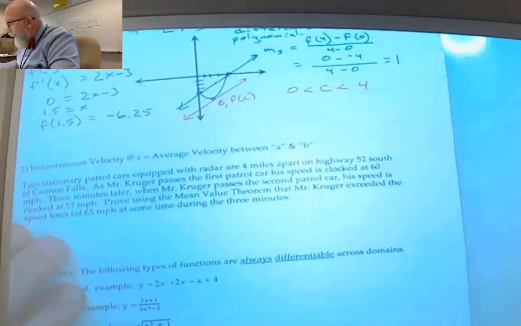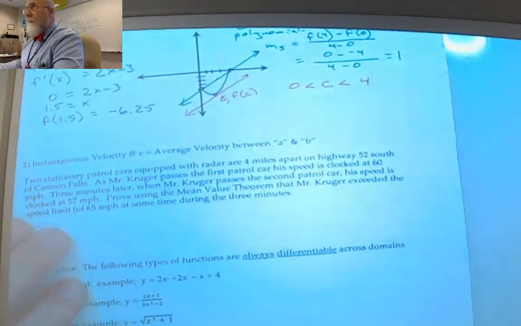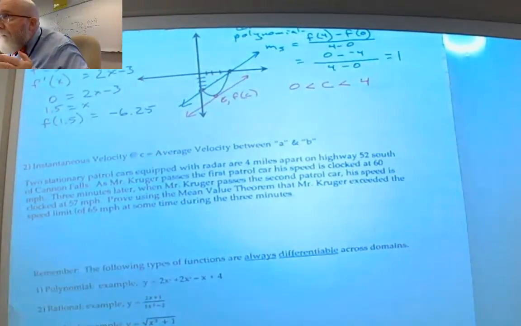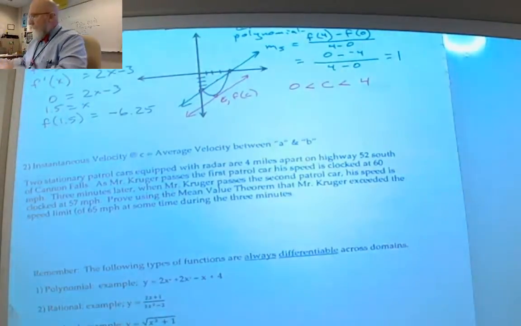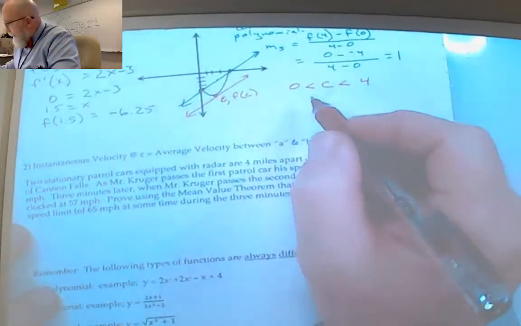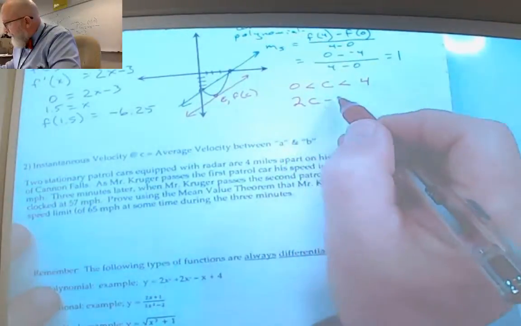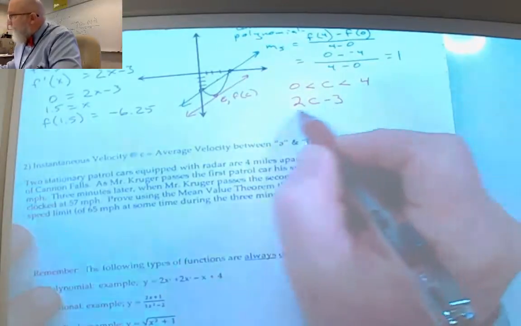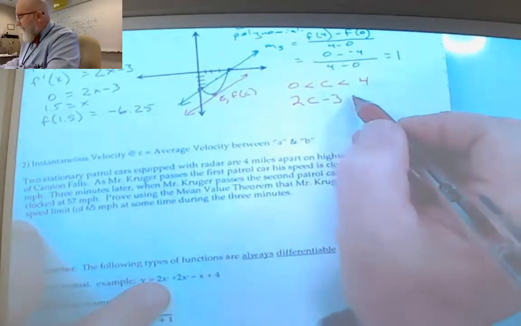How could I figure out what that c is? I know it's not 19, correct? I know it's not a negative 3, correct? Now notice how I do this. I say 2c because I'm solving for c. That's my derivative with c in it. Would you agree with that? And I'm going to make it equal to 1.